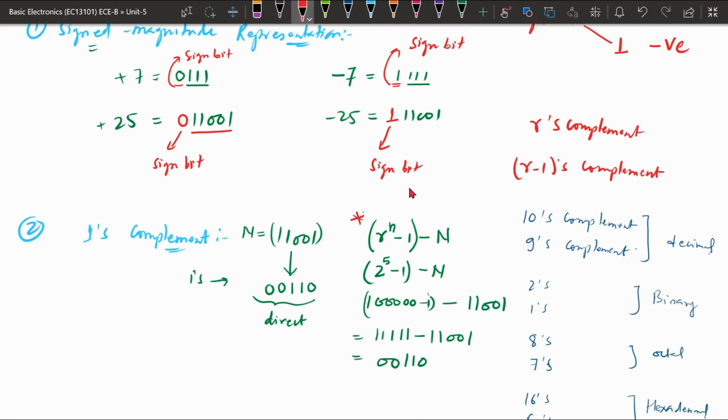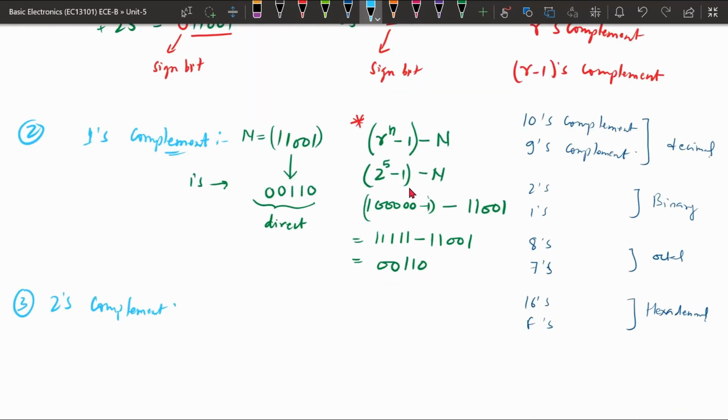This is the generalized method to calculate the 1's complement, or the r minus 1's complement. The r minus 1's complement is represented by this in the generalized sense, and it is applicable for all types of number systems. So this is how we calculate the 1's complement. The direct method is just complementing each digit of 11001, which gives out the 1's complement.